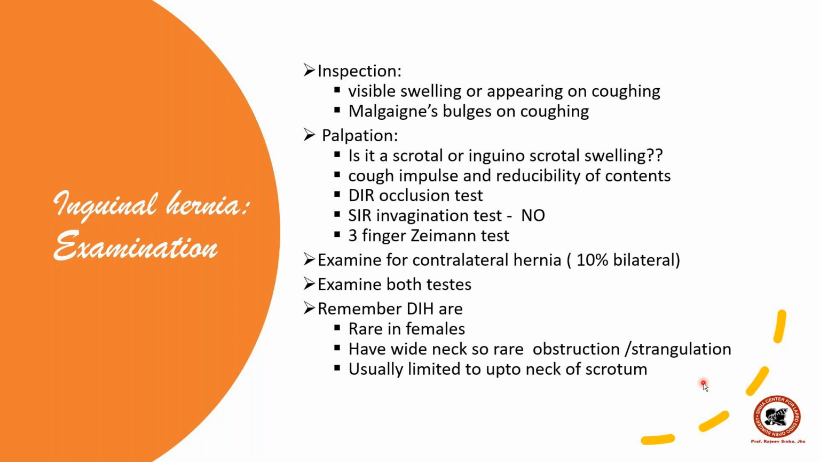Then once you have looked at the hernia, you should examine the contralateral side for the presence of a contralateral hernia. You should examine both testes at the same time. And of course, remember, if you've got a diaphragmatic hernia, it is rare in females, most common in males, wide neck. So the complications are very rare and usually limited up to the neck of the scrotum.